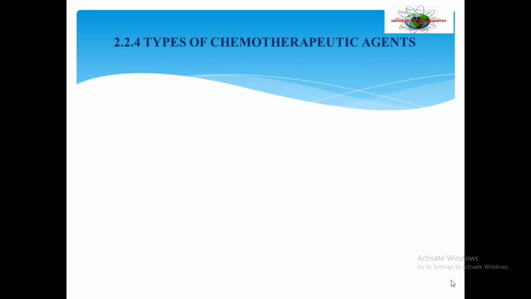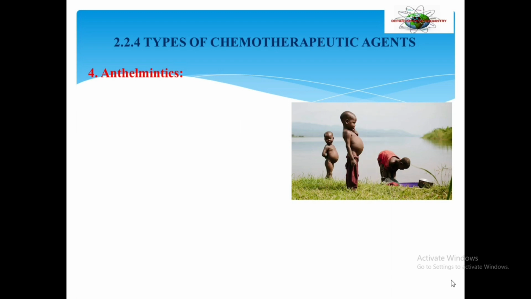The next type of chemotherapeutic agents are anthelmintics. Before going to the definition of anthelmintics, we saw children suffering from this type of disease. This is because some earthly worms are transmitted into the intestines by their fingers through the mouth, which causes stomachache and enlarges the size of the stomach.